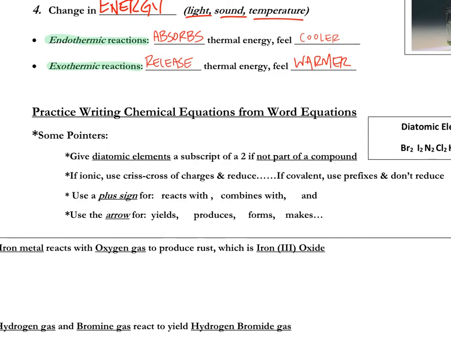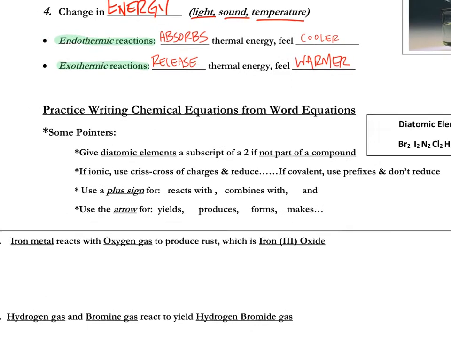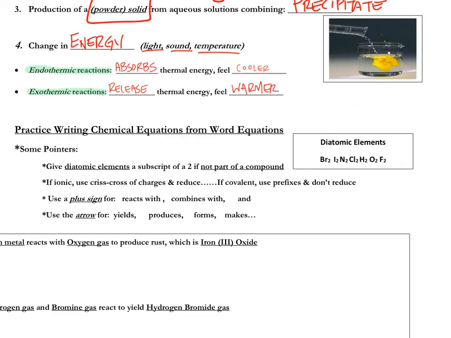Let's practice writing chemical equations from word equations. Some pointers that are given here, and I recommend that you look over them. If it's a diatomic element, a subscript of 2 is not part of the compound. Okay? So these are diatomic elements. These are elements that, when they are by themselves, will be formed in pairs. They will be grouped together.